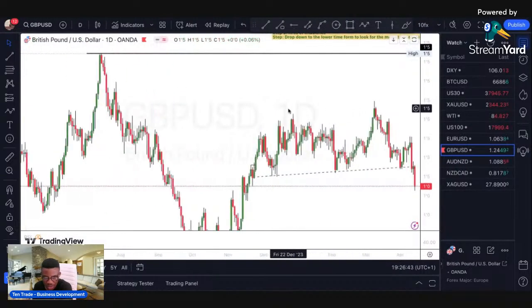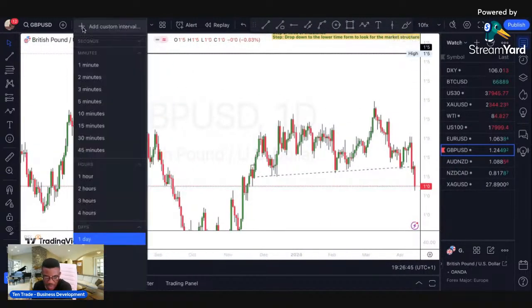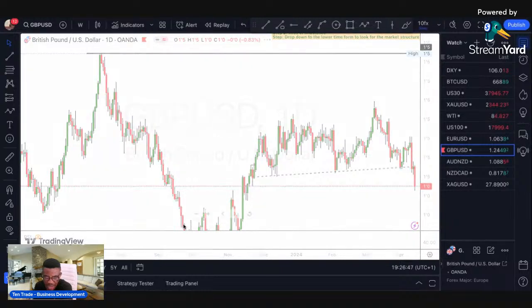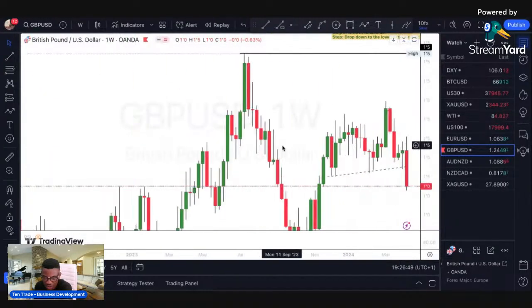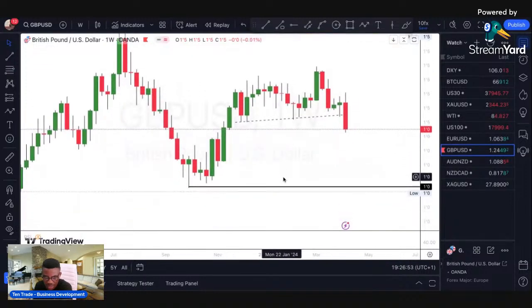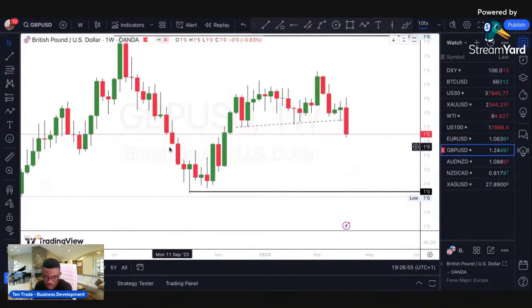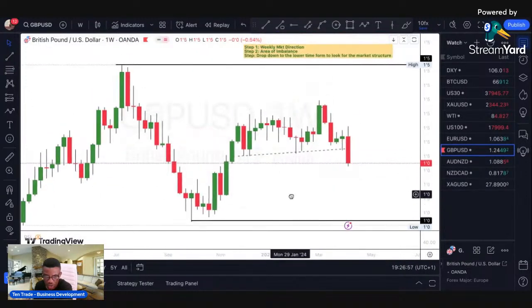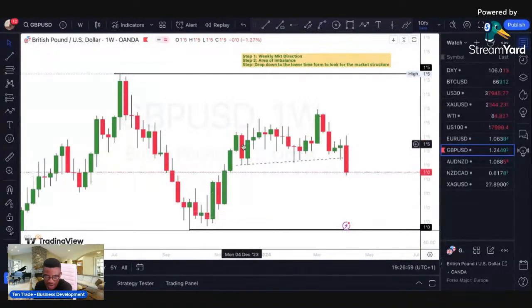I want to see area of imbalance. Let's go back to the weekly to see if we have any area of imbalance within that range from the upside, because we are selling. After the price broke this structure here, on its way going back, is there any area of imbalance that's yet to be filled from this move? I don't see any area of imbalance here. The market is clear, so we are good to go to the downside.